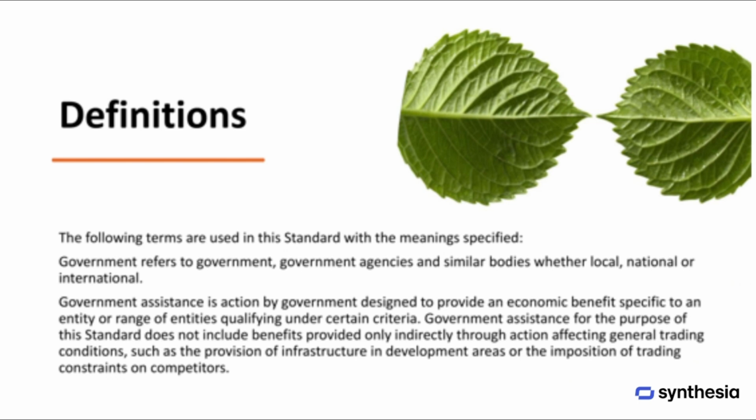In the context of this standard, the term government refers not only to national governments, but also to local authorities, government agencies, and other similar organizations, even at the international level. Government assistance means any action taken by a government that is meant to provide a direct economic benefit to a specific business or group of businesses that meet certain conditions. However, it's important to note that this does not include broader measures that affect the overall business environment, like building roads in a region or setting rules that impact competitors. Those are not considered direct assistance under the standard.